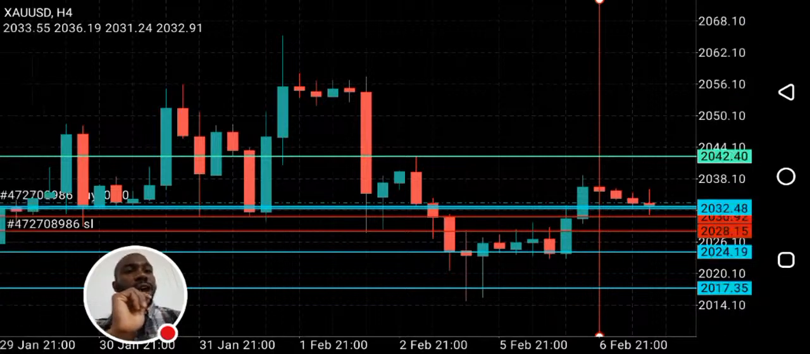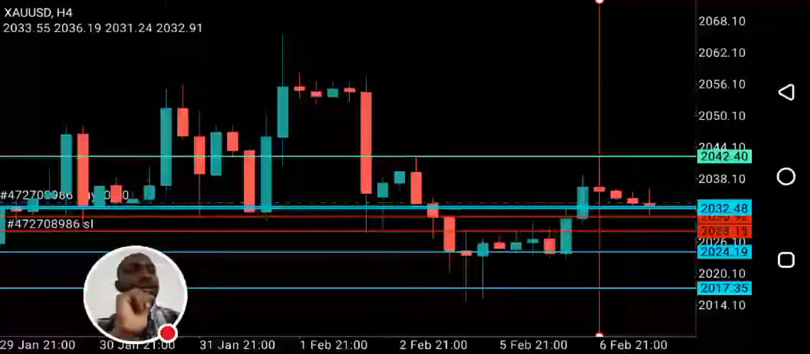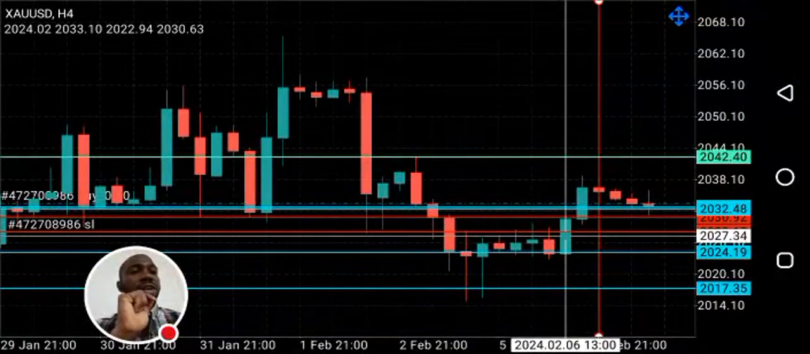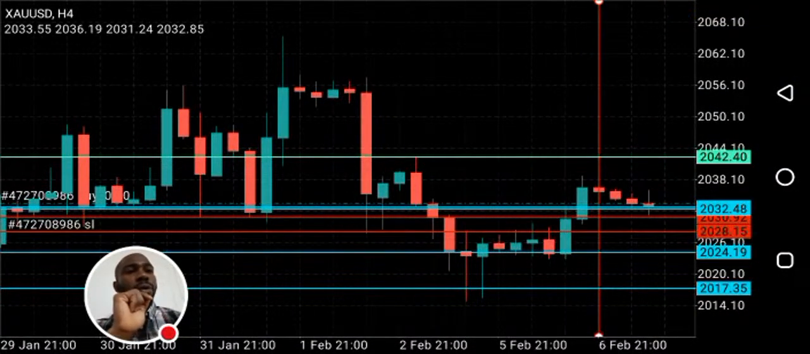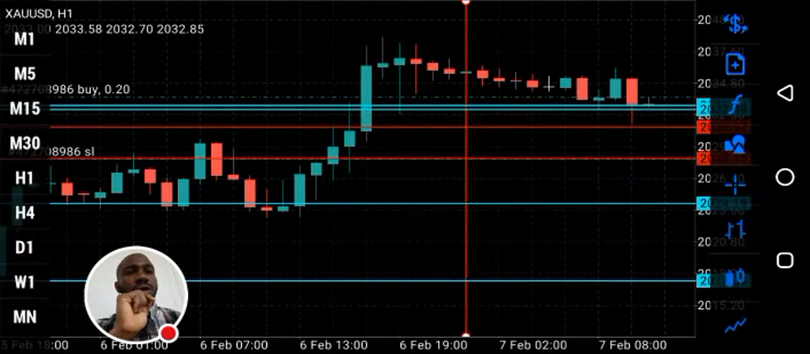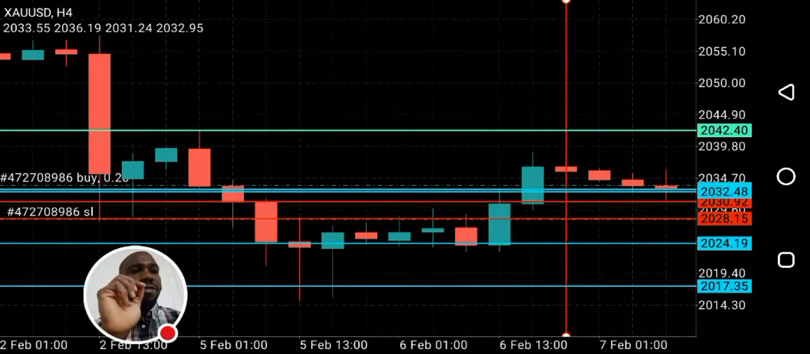After the breakout, you can see on 4 hour a fair value gap was created. You would see it clearly on 1 hour, the fair value gap. Let's go to 4 hour. Can you see this fair value gap? There is a small fair value gap here.